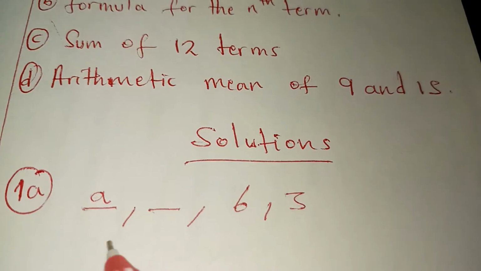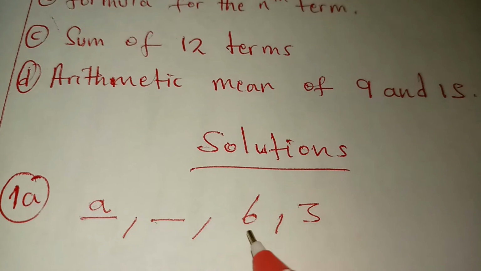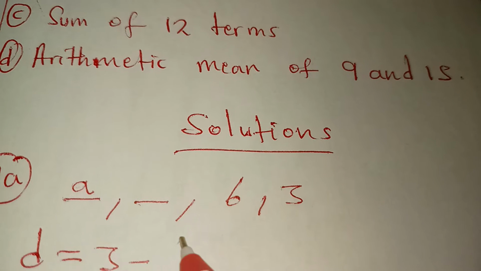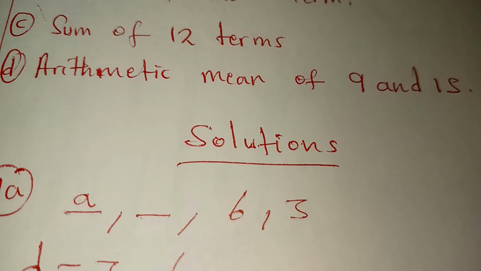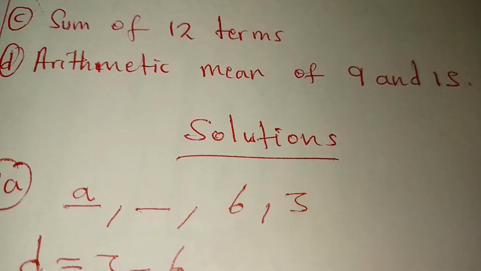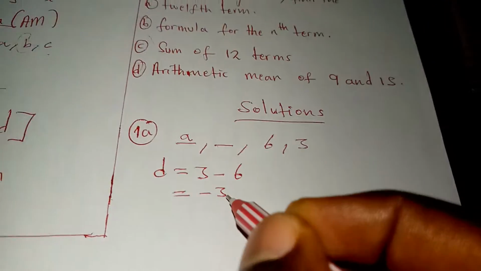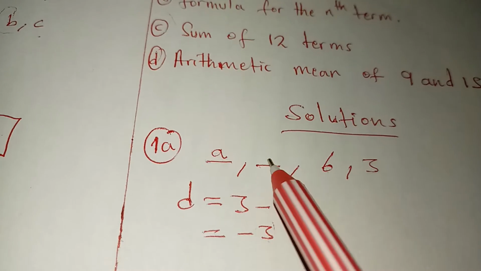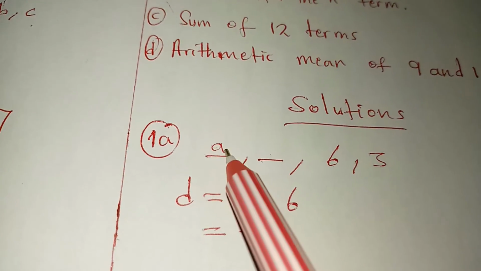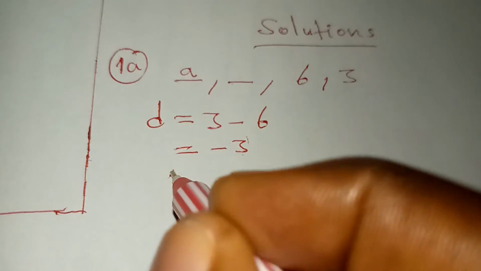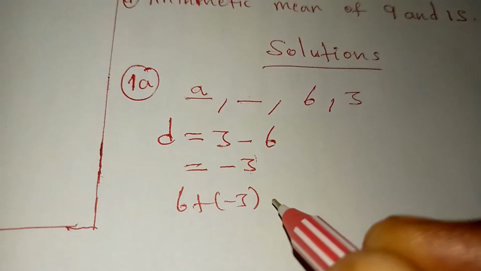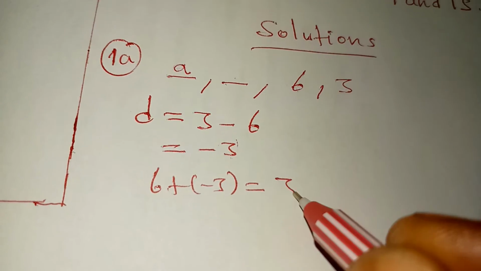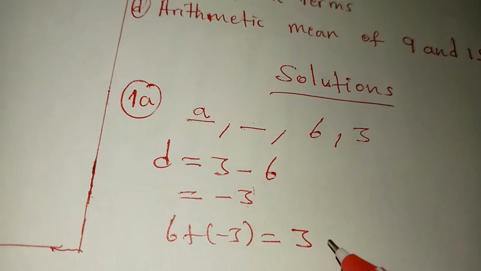So the first thing you do is find the common difference between 6 and 3. The common difference will be equal to 3 minus 6, so the common difference is negative 3. After doing this, you start by adding this negative 3 to 6. The answer it gives you, you also add negative 3, then you have the first term. So 6 plus negative 3, we have 3 as an answer.